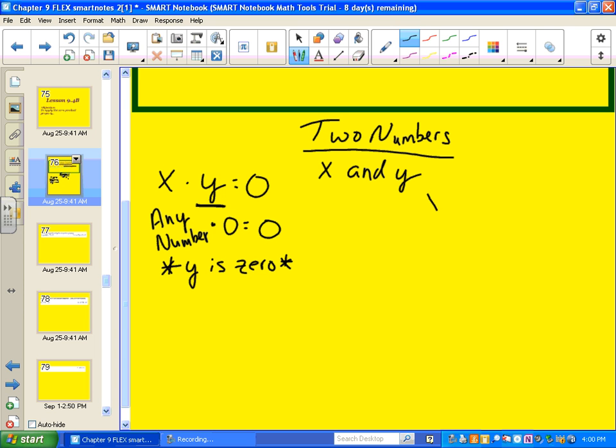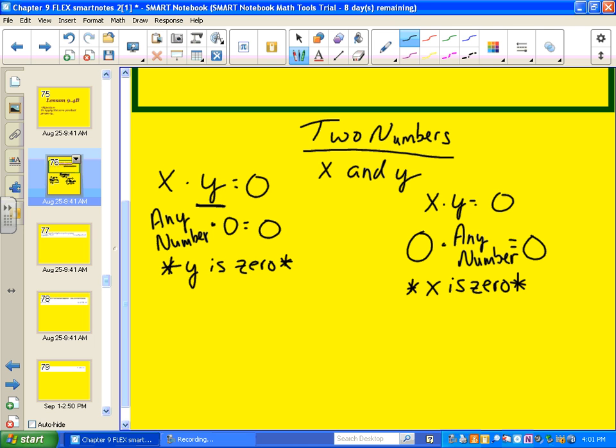Now we could do x times y again, multiply to get 0, but this time we can have y be any number. So y could be any number, 1 to a million, it doesn't matter once again. But when we multiply it by x, we get 0 again. So that means, once again, y is any number, so that means x has to be 0. So in this scenario, x is 0.